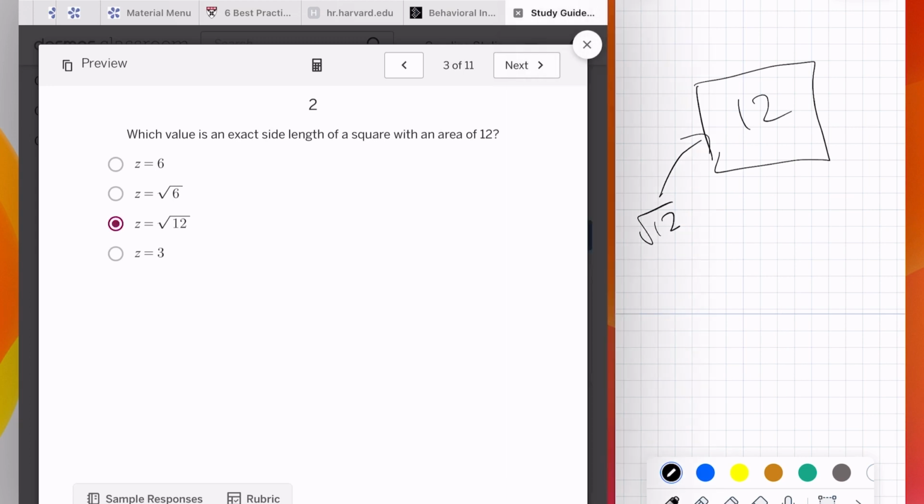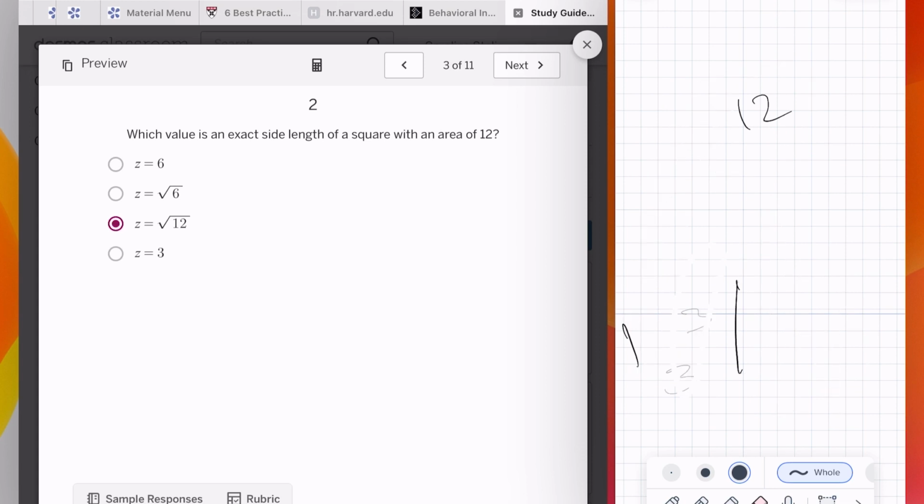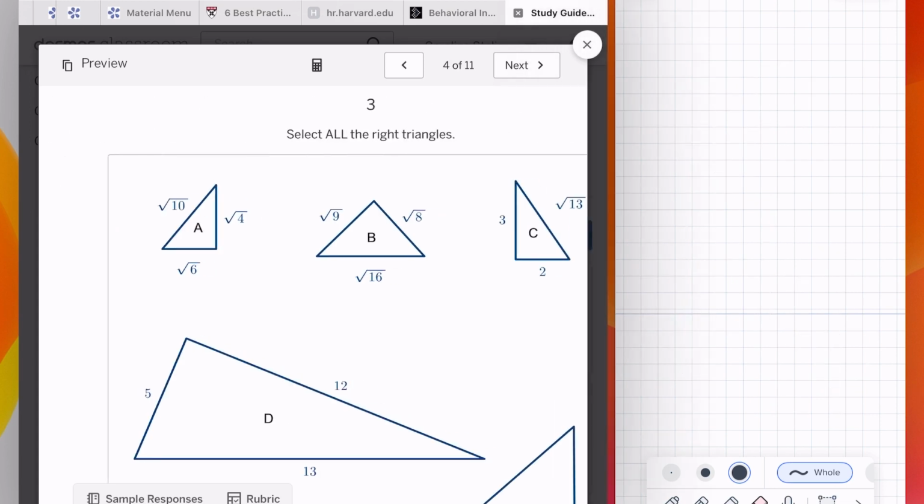It's not 6. If the side length was 6, you would have an area of 36. And if you had a side length of 3, you'd have an area of 9 square units. So take the square root of the area to get the side length. All right. Hopefully those questions feel good.